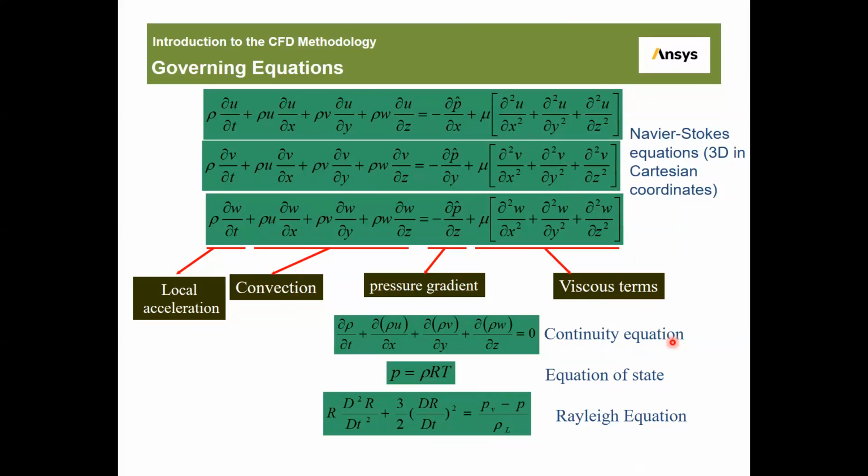We also have the equation of state. This one is mostly for compressible flow. If you have an ideal gas, you have this equation: pressure equals rho R T, where R is the gas constant. And then you also have the Rayleigh equation. This one we rarely use. It is also based on compressible flow. The ones that the software always uses are these three and also the continuity equation, right?